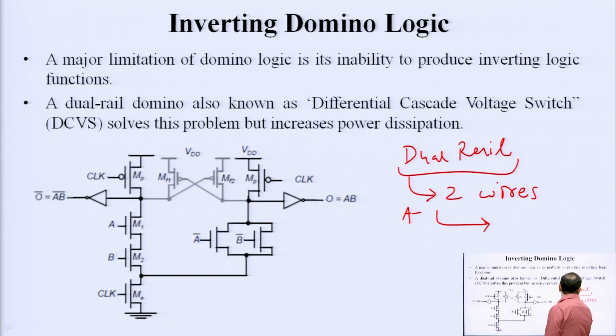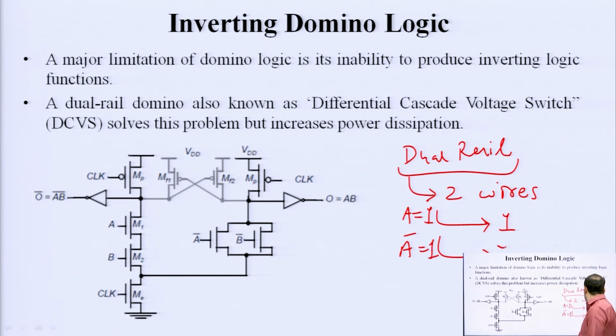Suppose a wire is being fed by input A, when input A goes 1, you get a 1 at the output, and then there is going to be another set of wire such that when A bar goes 1, then also it shows you output 1. Okay. So, two wires, that is why it is called dual rail.